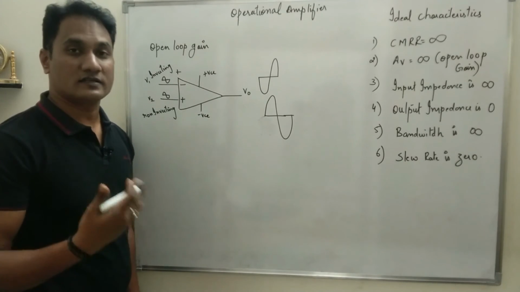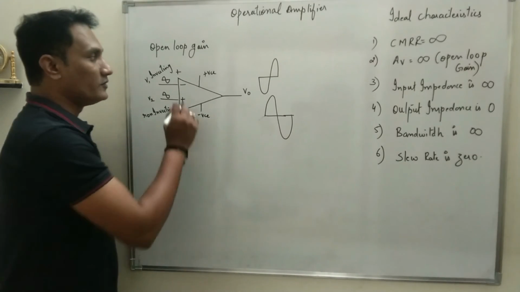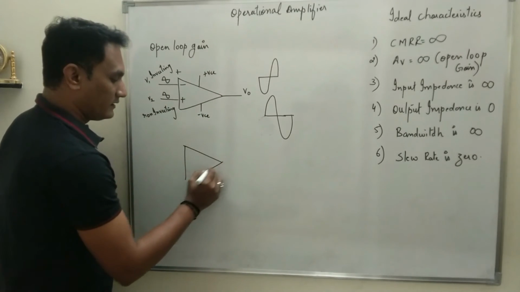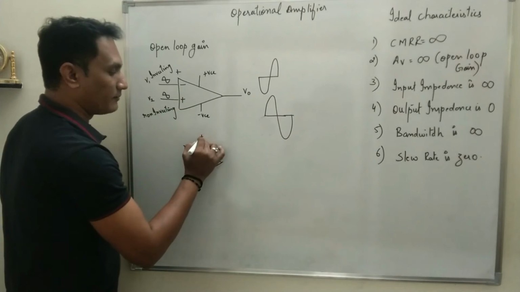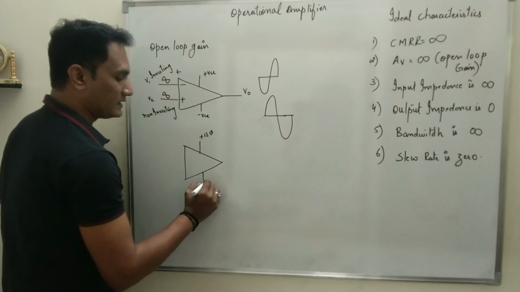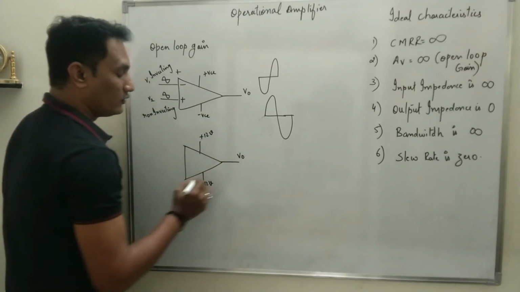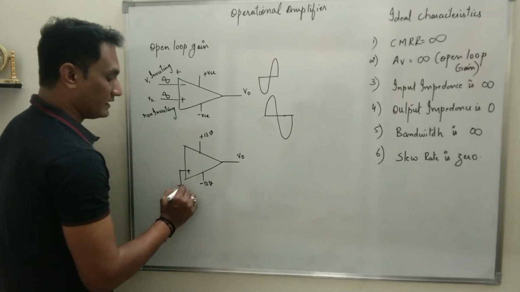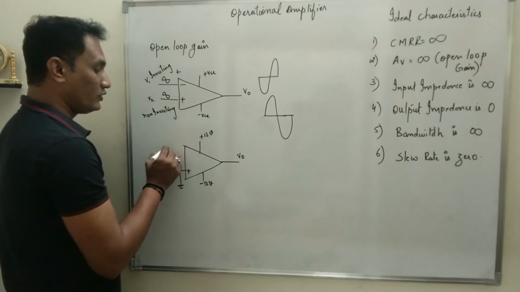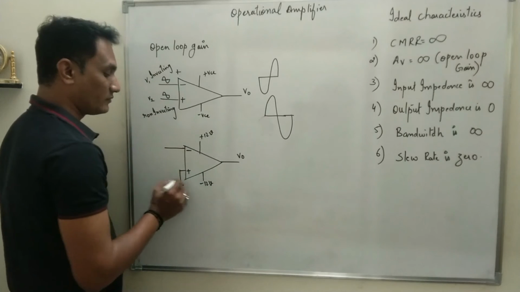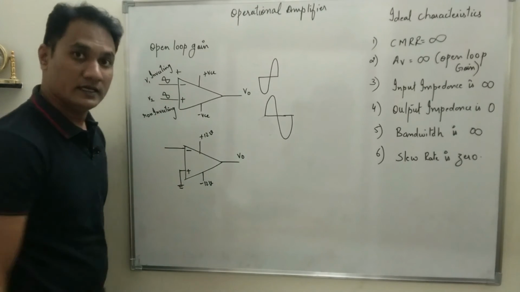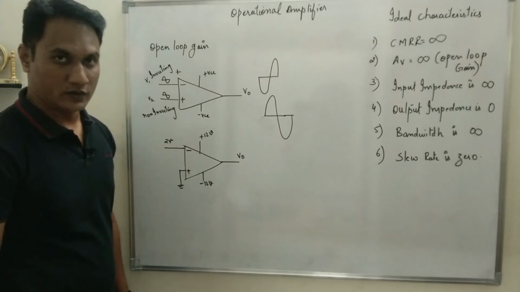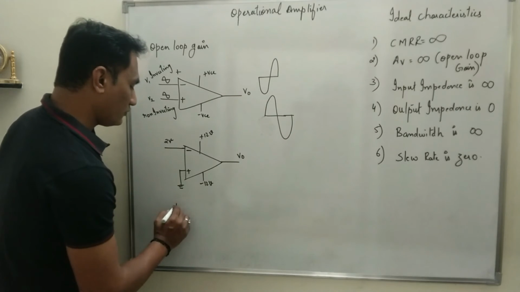Now let us try to understand what exactly we mean by open loop gain. This is the circuit. Say I have modified this circuit. I have applied plus 12 volt and minus 12 volt as the supply voltage. Now let us say we connect the operational amplifier in the inverting mode. In inverting mode, the input is applied to the inverting terminal, that is the minus terminal, and the non-inverting terminal will be grounded. Let's say the inverting input is 2 volt. So what will be the output voltage?